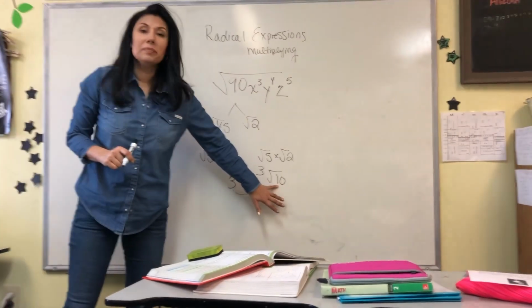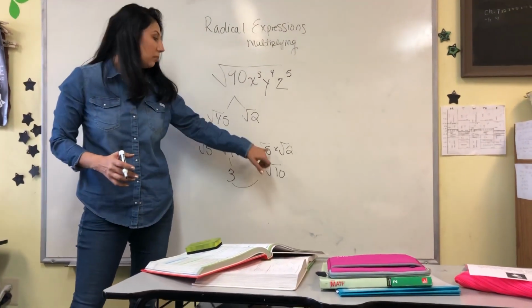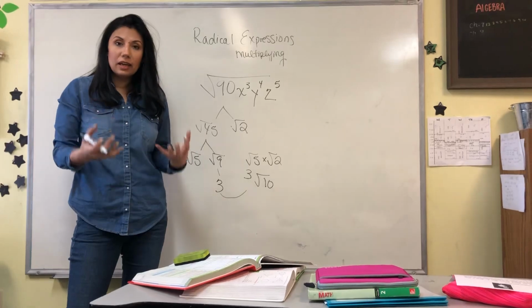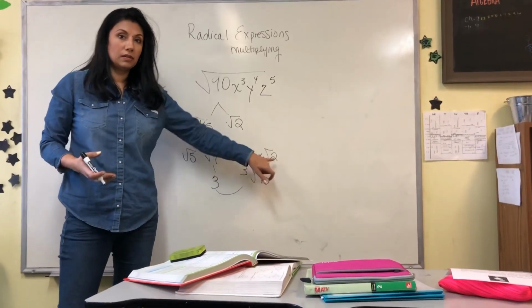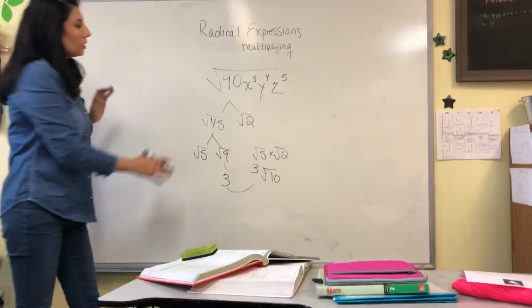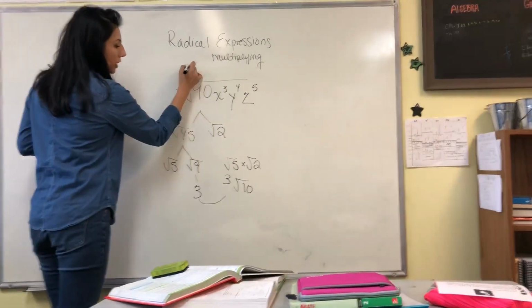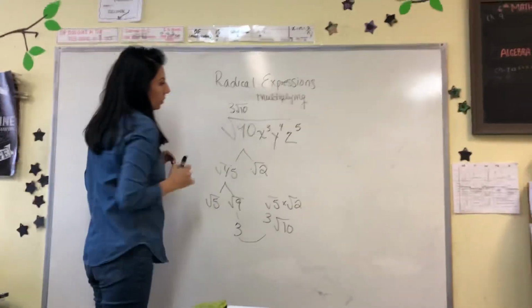Now remember, I multiply them because I can't break them down anymore. Meaning I can break them down to 5 and 2, but I can't find a perfect square for either one of these numbers. Okay. So that's 90, okay? Just gonna write that on top. We got that out of the way.